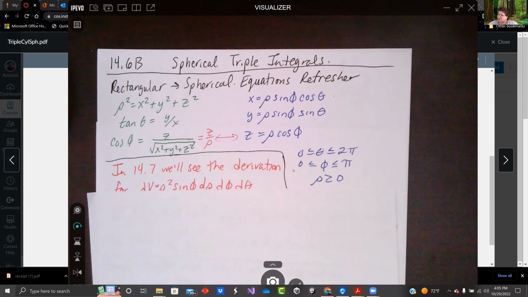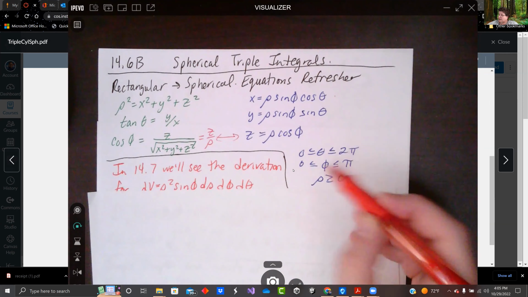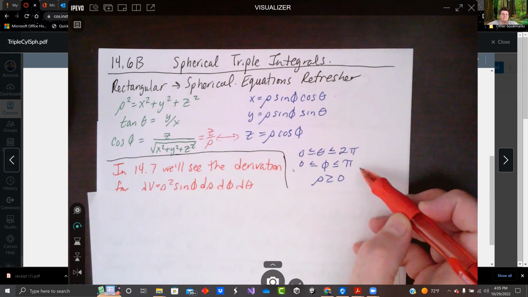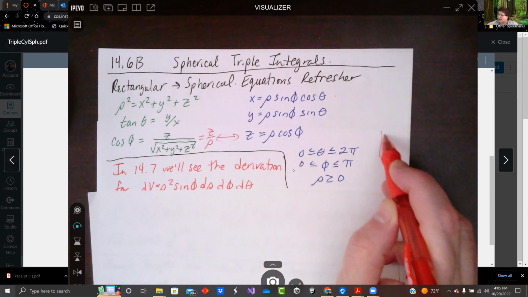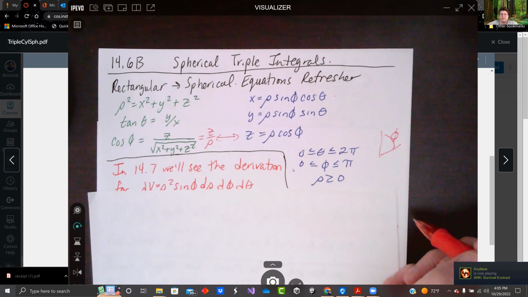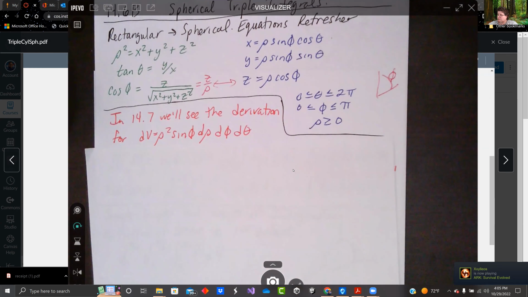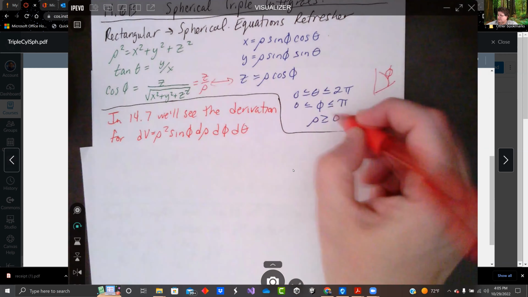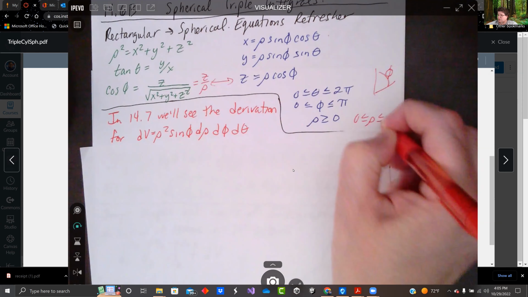And the limits of integration are 0 to 2 pi for a full sphere for theta. Phi goes from 0 to pi. Remember, it starts at the top, and the angle that it makes downward is phi. And then we've got rho is greater than or equal to 0 up to some value, so probably 0 is less than or equal to rho, less than or equal to rho naught.